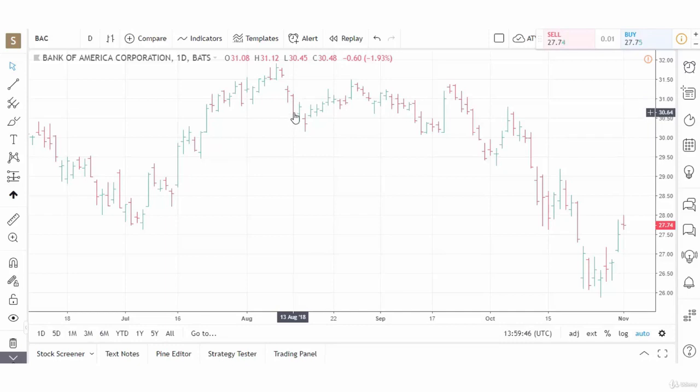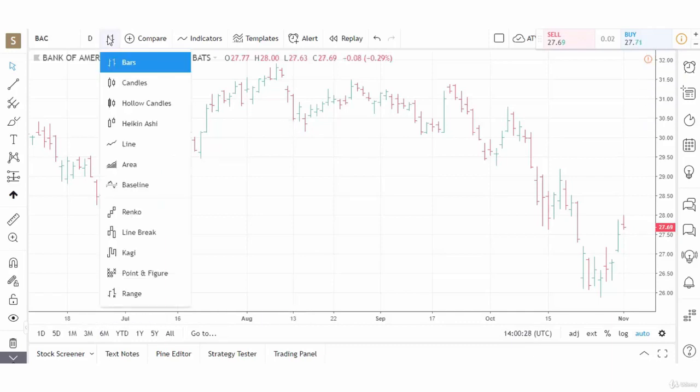So on this day, August 13th, 2018, the stock opened at 31.08, which is the horizontal bar on the left. The high was 31.12, which is the top of the bar. The stock closed at 30.48, which is the horizontal hash on the right side of the bar. And the low for the day was 30.45, which is the bottom of the bar.